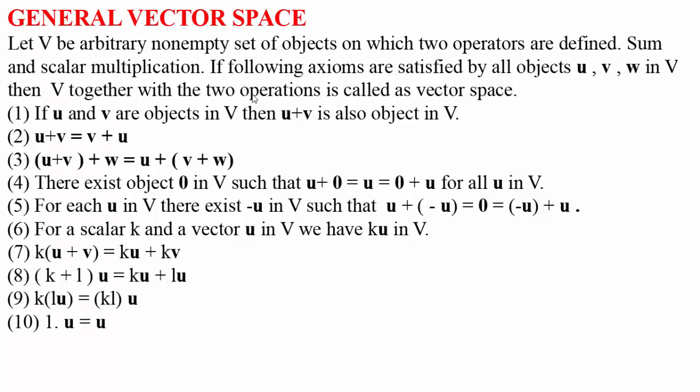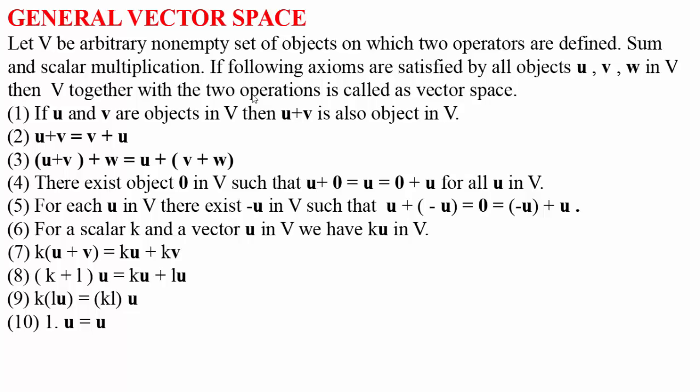That means for every object in the set V, there must exist a negative object, minus u, such that the sum of the two objects is 0. u plus (minus u) equals 0, which equals (minus u) plus u. Sixth axiom: for a scalar k and a vector u in V, we have ku in V.